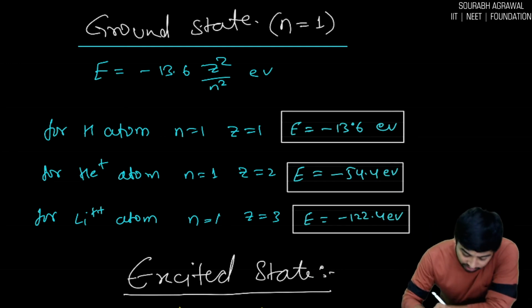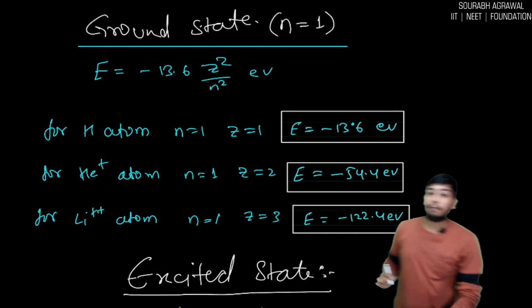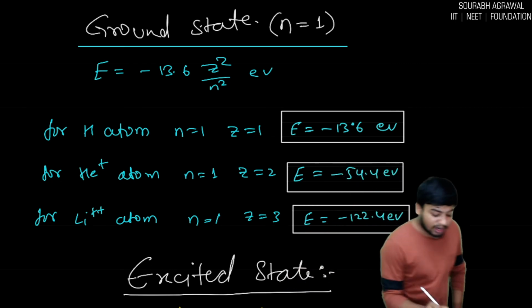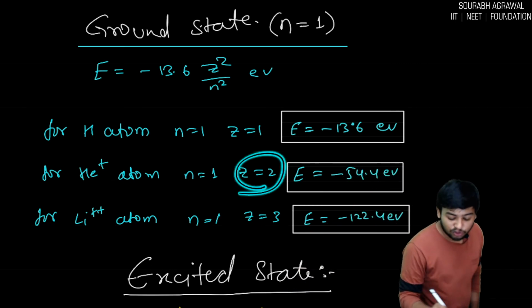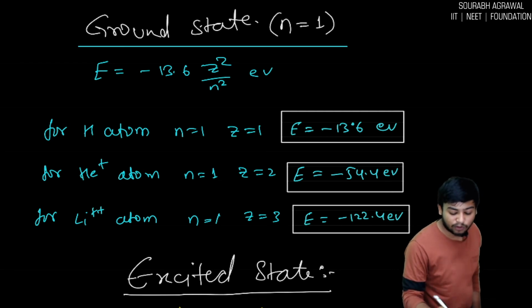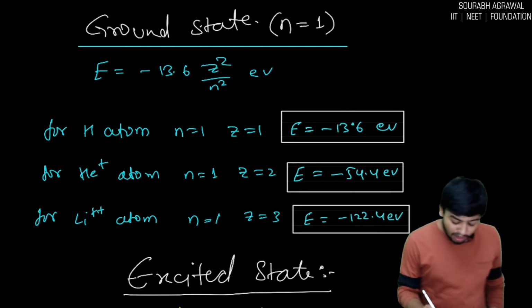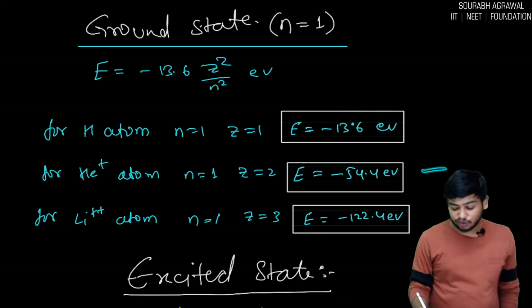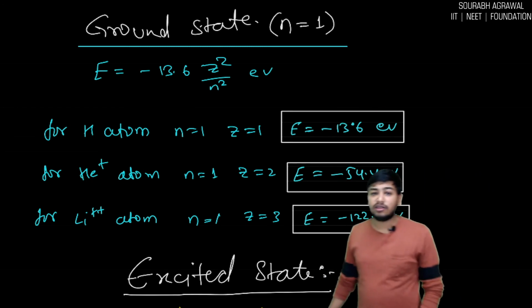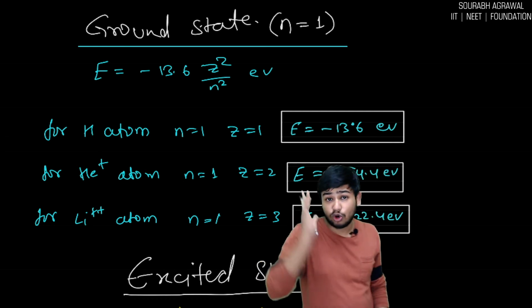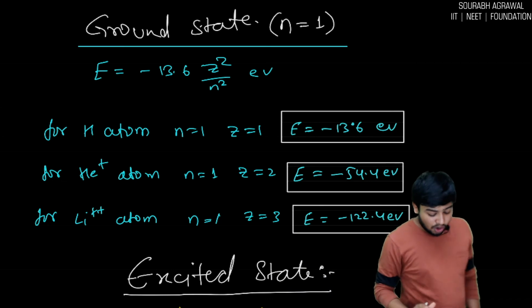Very good. Now for helium plus atom, n is going to be equal to 1, but the atomic number is 2, so z is equal to 2. When you put 2 here, 2 squared is 4. So 13.6 divided by 4 is minus 3.4 eV. You can remember this 13.6, the other you can calculate in the exam. It's not that big a task. Whatever you have to remember, I will tell you. Don't worry, I am here with you.